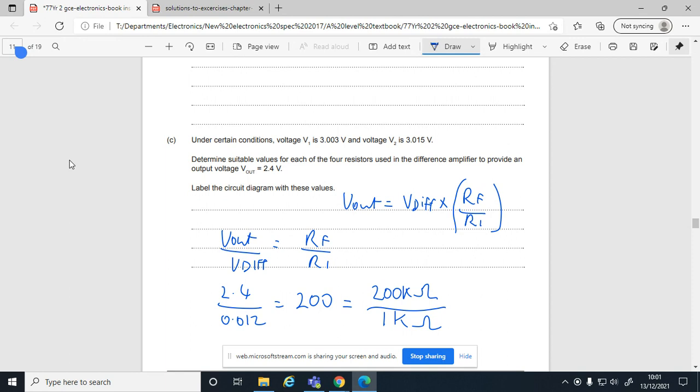Okay, and then label it. It says label your circuit diagram. So the circuit diagram above, just label that. Okay, that's exercise 7.1, 7.2. I'm going to do 7.3 for you next.